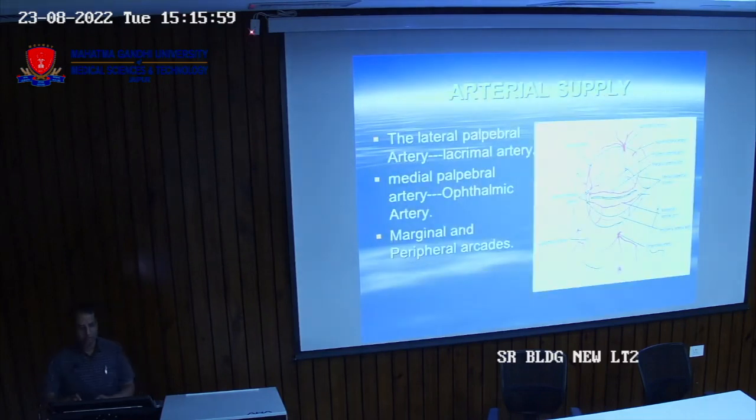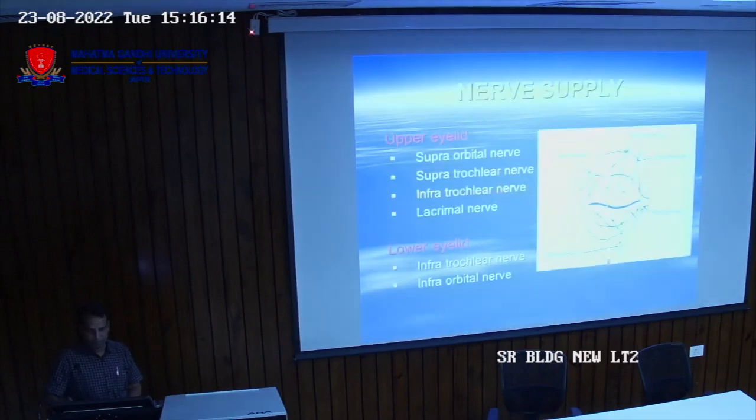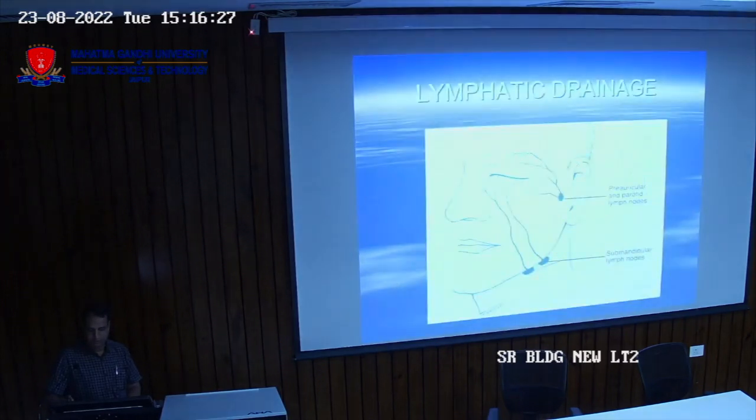Arterial supply: the lateral palpebral artery by the lacrimal artery, the medial palpebral artery, a branch of the ophthalmic artery, and the marginal and peripheral arcades. Venous drainage: medially the ophthalmic and angular veins, laterally the superficial temporal vein. Nerve supply: the upper eyelid by the supraorbital, supratrochlear, infratrochlear and lacrimal nerves, while the lower eyelid by the infratrochlear and infraorbital nerves. Lymphatic drainage: from the upper part to the preauricular and parotid lymph nodes, and from the lower part to the submandibular lymph nodes.